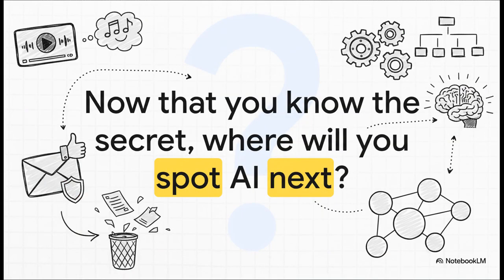So, from now on, when your music app serves up the perfect playlist or your inbox is magically free of junk mail, you'll know the secret. You'll know about that simple 3-step process chugging away behind the scenes. So, the real question is, now that you know what to look for, where are you going to spot AI next?